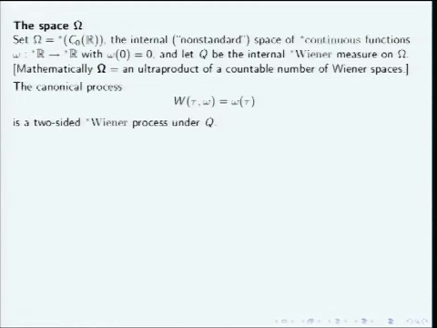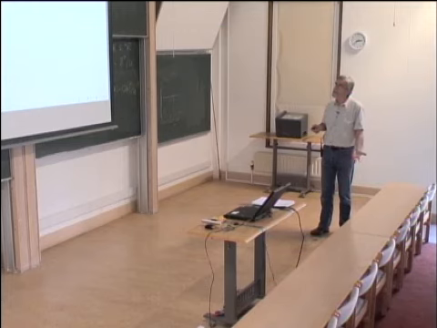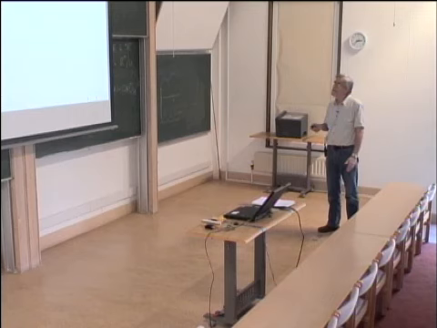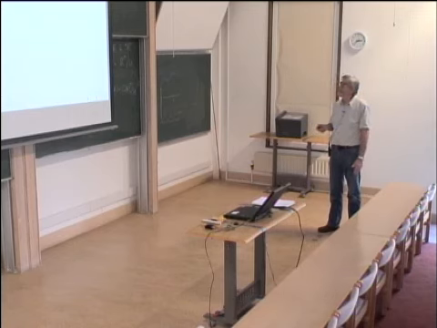Anyway, let's go back to the space. Then we've got a collection of objects which are the sample points of our space. Each object in omega is a non-standard function, a function from the hyperreals to the hyperreals. And you can define a canonical process in the obvious way, where now the time set is the set of reals.